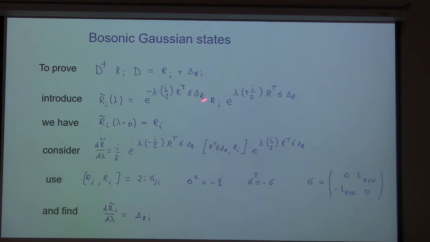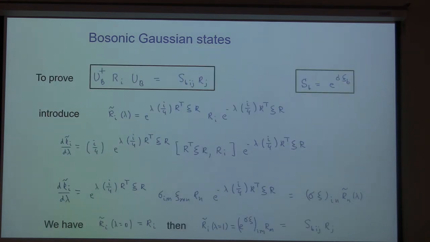So this delta is a vector. Now we know the value of R at lambda equal to zero, and we know the derivative with respect to lambda is a constant. Therefore, clearly, if lambda is equal to one, that's our transformation, and indeed it's just a shift. So that's a good way of shifting the X and P operators.